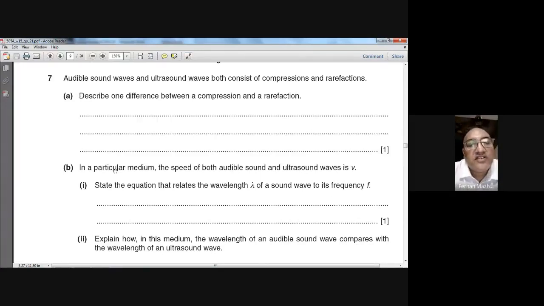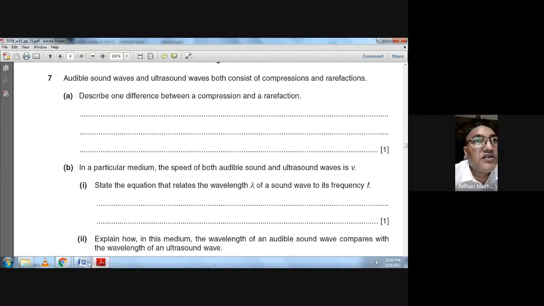In the compression, the molecules of the medium are very close to each other, and the pressure is very high. Whereas in the rarefaction, the distance between the molecules of the medium is larger. They are away from each other, and the pressure is low. So let me read my answer. I have written this answer also.